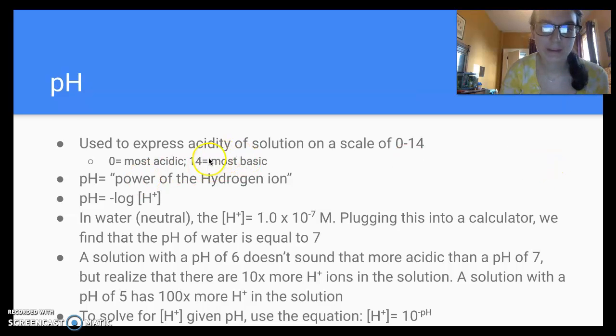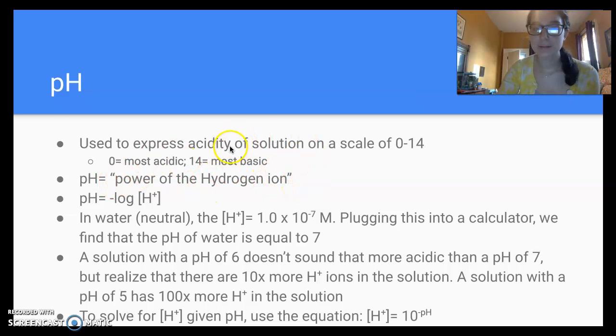So a lot of people think high pH means really acidic. Again, I think it comes with the misconception that acids are really dangerous and reactive and things like that. But high pH is actually basic. pH actually means power of the hydrogen ion.